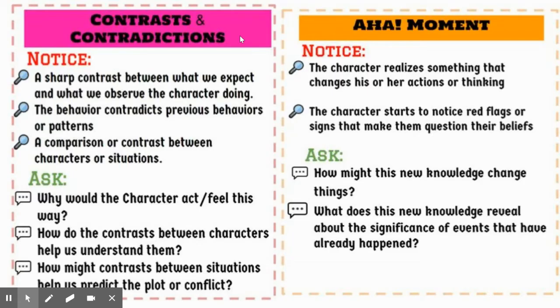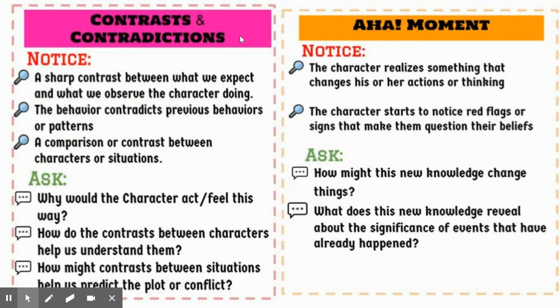So whenever we see these markers in the text, we should start to ask ourselves why they've been included and what they're there to show us. Are they there to teach us about a character, what the character is like, what is motivating them? Or is it there to teach us something about the conflict or the setting?